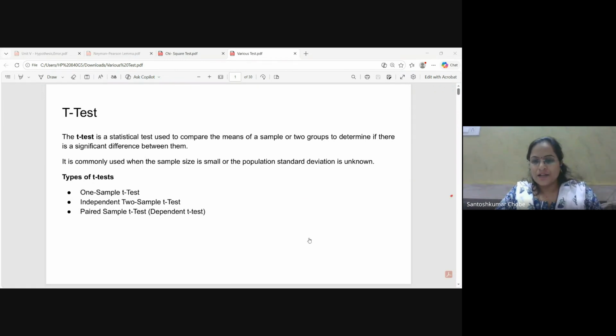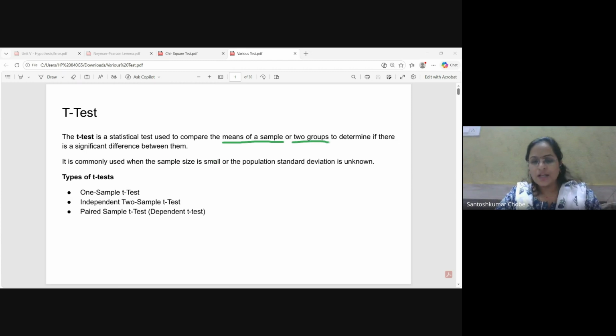Just a second, I will take the pen. Okay. So what does it do? It compares the means of the sample, correct, or the two groups, to determine if there is a significant difference between them. In very layman's language, I would say that it compares the two samples.